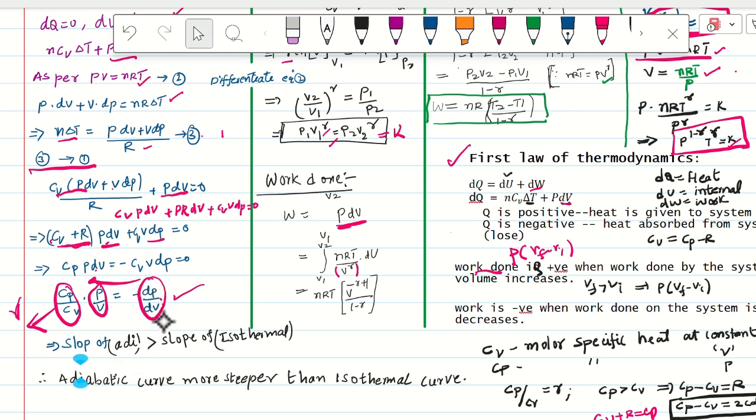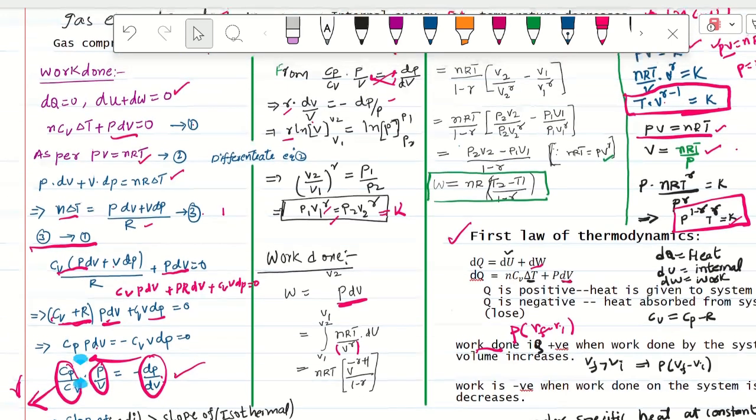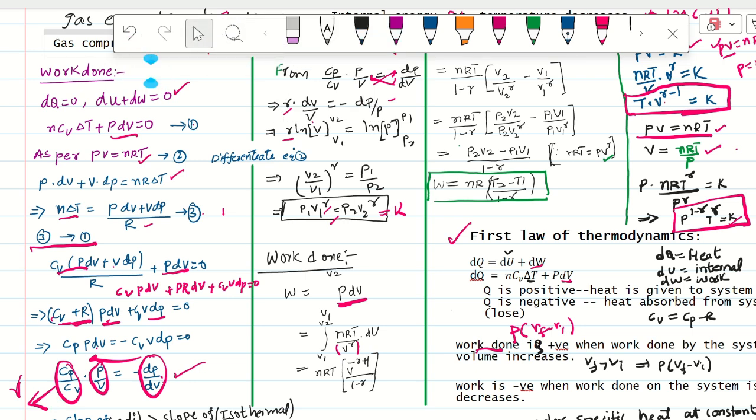So dP by dV is the adiabatic slope, P by V is the isothermal slope, and Cp by Cv is gamma. Therefore, we can say the slope of the adiabatic graph is gamma times the slope of the isothermal. Therefore, the adiabatic curve is steeper than the isothermal curve. So now start substituting these values. Gamma into P by V is equal to dP by dV. So bring dV to this side and P to this side, and you will get this equation.